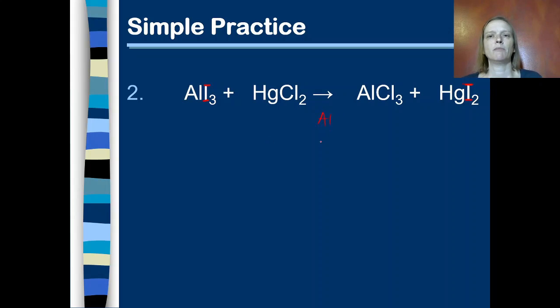I've got aluminum, iodine, mercury, and chlorine. Let's do a quick tally. 1 aluminum on each side, 3 iodines here, just 2 on this side, 1 mercury, 1 mercury, 2 chlorines, 3 chlorines.